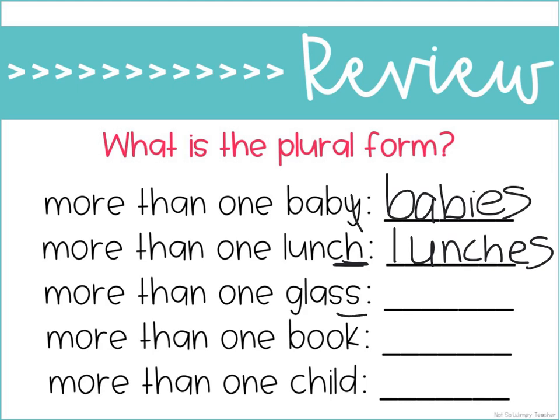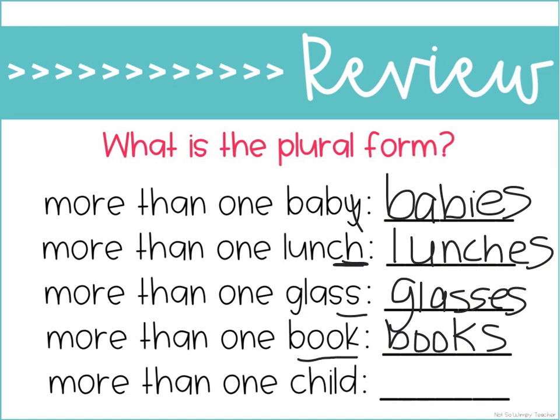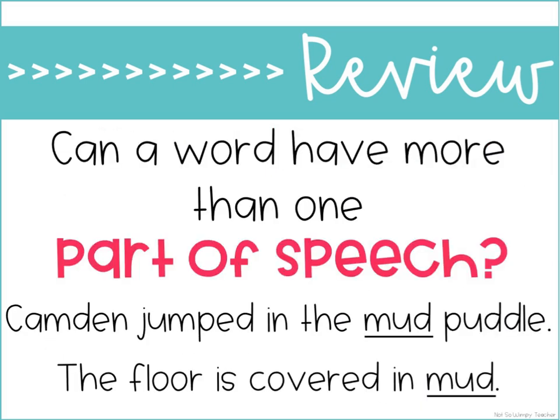Glass. How do I say more than one glass? It has an S-S on the end. All right, how do I say more than one glass again? Glasses. It ends in an SS, so I'm going to add ES. That's right. How do I say more than one book? There's no special ending here, so I say books, and that's B-O-O-K-S. And last, how do I say more than one child? You're right, children. We changed that one completely. C-H-I-L-D-R-E-N. Good job.